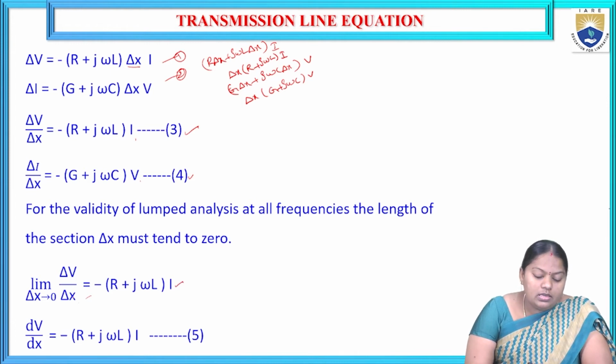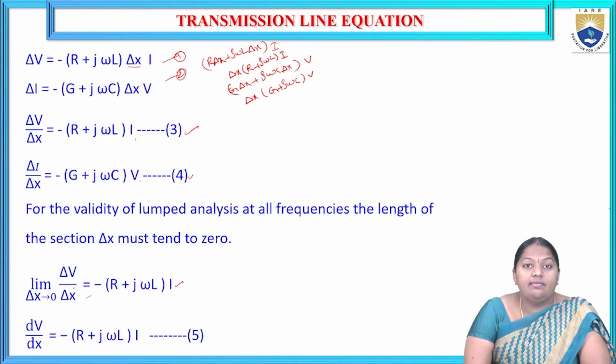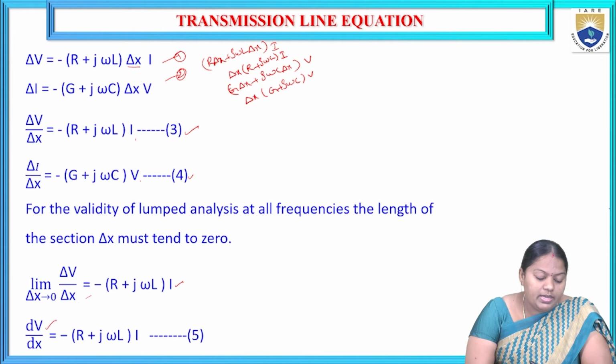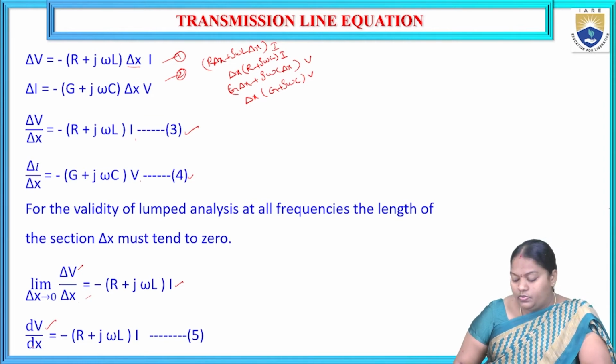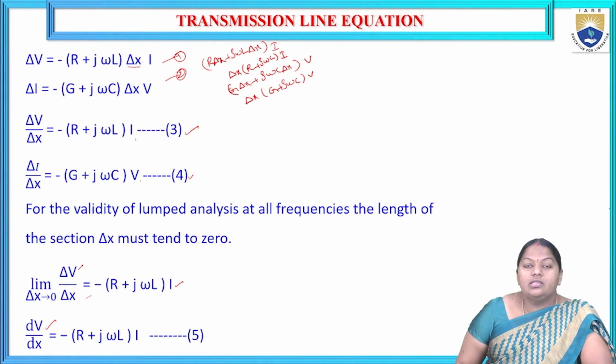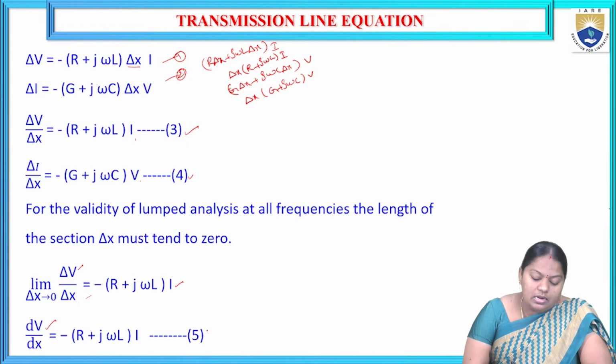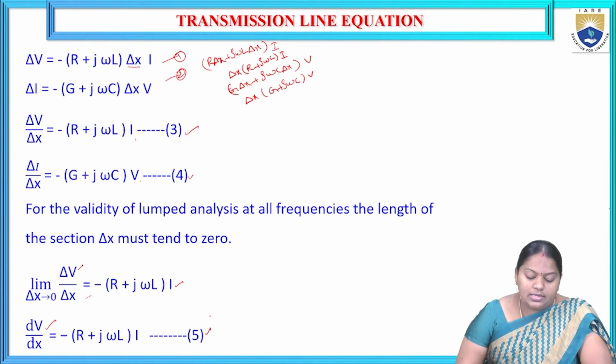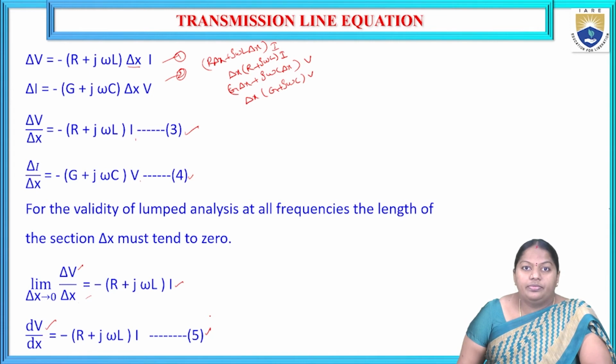Now in this case, we replace limit delta X tends to 0, del V by del X, by dV by dx. So dV by dx is equal to minus of R plus j omega L into I. So here this is the change; we consider it as per differentiation. Hence dV by dx is equal to minus of R plus j omega L into I. Consider this as equation number 5.